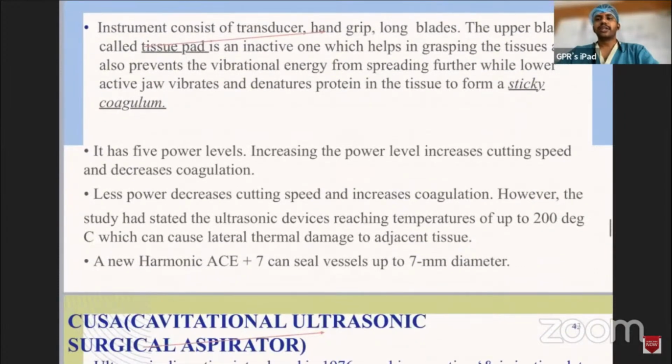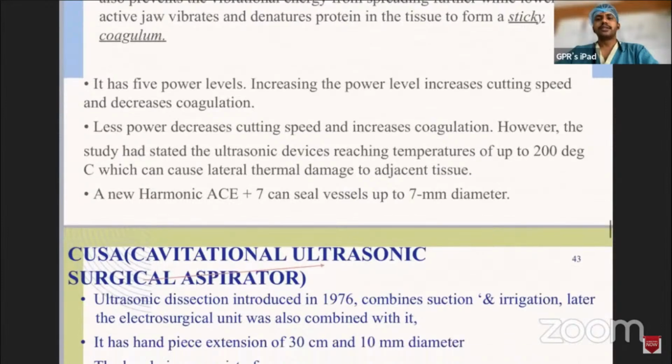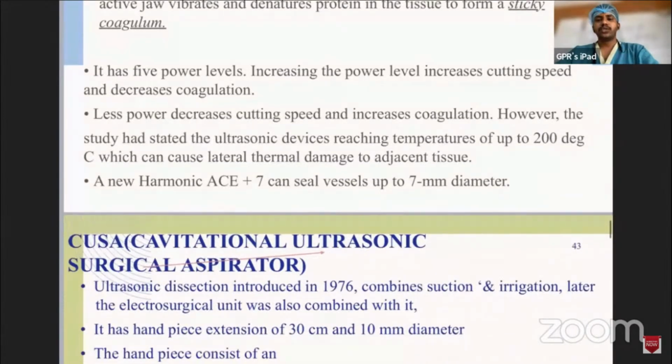So this instrument consists of a transducer, hand grip, and a long blade. The upper blade is also called a tissue pad, which can produce this vibration in a saw-like fashion, and that denatures the protein by disintegrating the hydrogen bond and causes the sticky coagulum. It comes in five power levels, as I already said. And nowadays, a new harmonic called the Harmonic 7 ACE can produce a sealing of up to 7 millimeters.